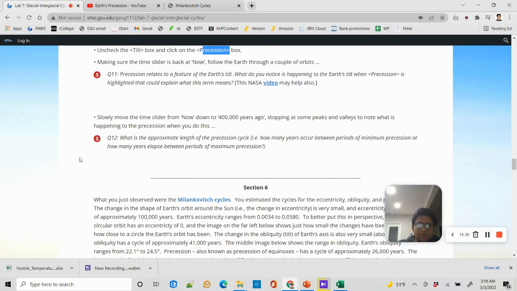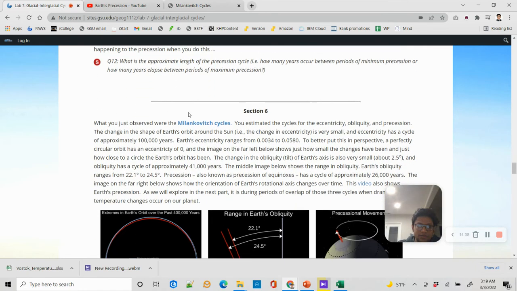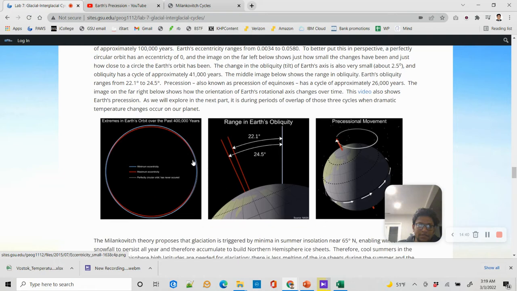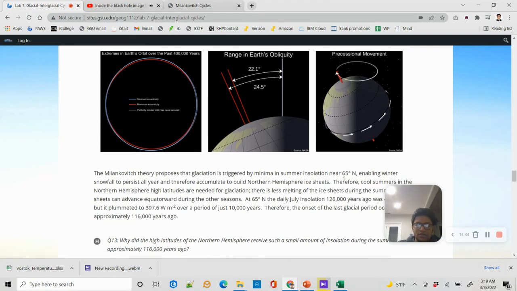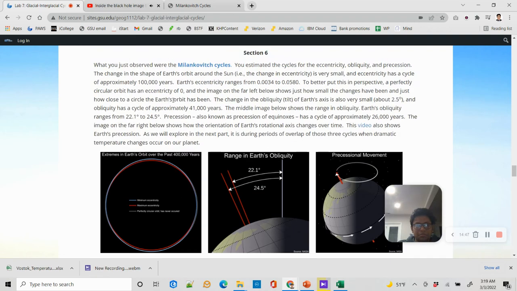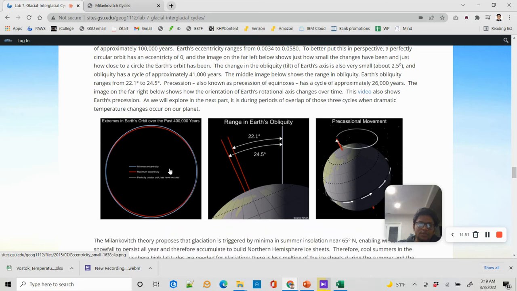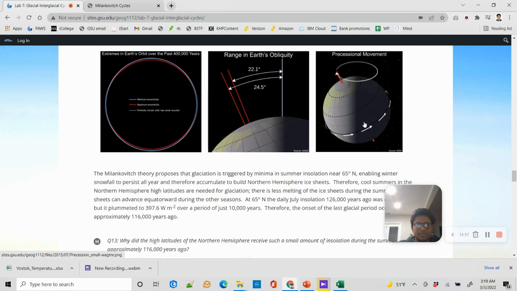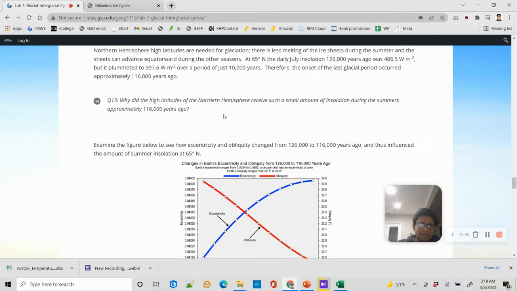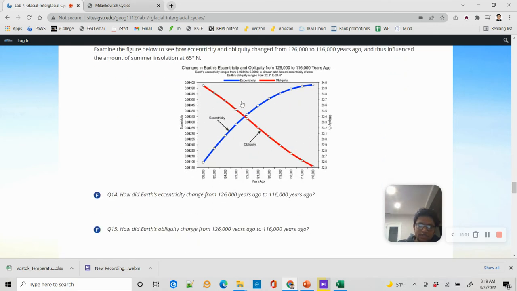Okay, so just follow this here, and this image is also talking about the three different things: the eccentricity, the tilting or obliquity, and the precession. I've already talked with you about these.